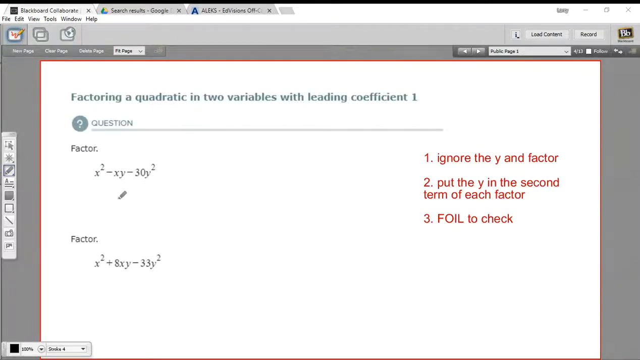In these problems, we are factoring quadratic expressions, except we've got two variables. So you can see we have an x squared here, but we also have this y squared and an xy term in the middle. So how do we go about factoring this?